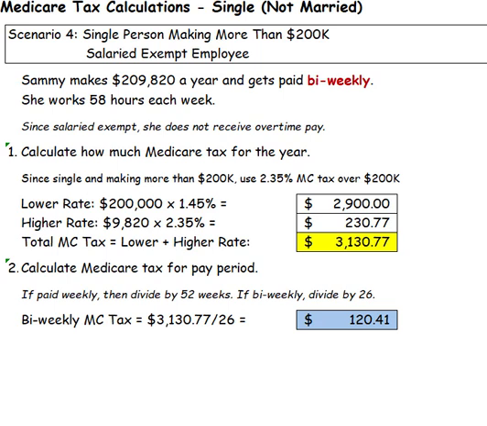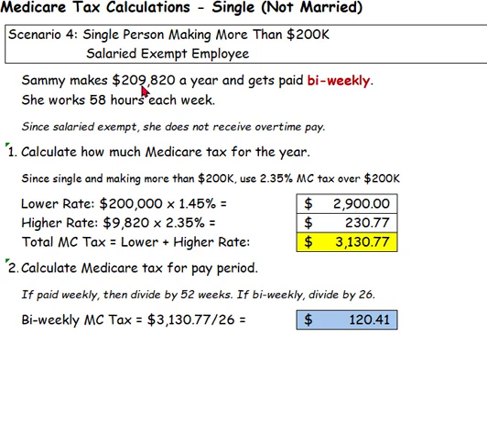so we just ignore the overtime pay. First thing we're going to do is calculate how much Medicare tax for the year. Since she is single, makes more than $200,000, any amount over $200,000 is going to be charged at 2.35% rather than the 1.45% below $200,000. So her lower Medicare tax rate is going to be $200,000 times the 1.45%.